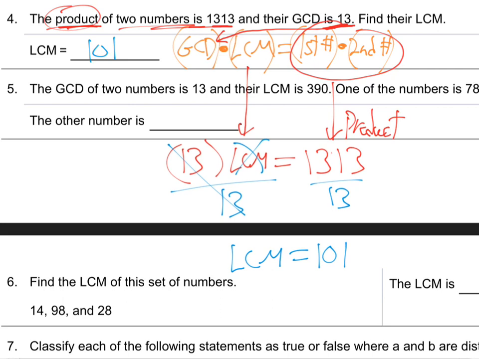See, on number 5, they're giving you the GCD. Oh, wait, I don't have time for that. I need to show you one other thing. It's the same thing. Number 5 is the same formula. They're just giving you both the GCD and the LCM, the two things on the left side, and they're giving you one of the numbers on the right. And then you solve for the other like an X. Same thing. I'm going to move on.